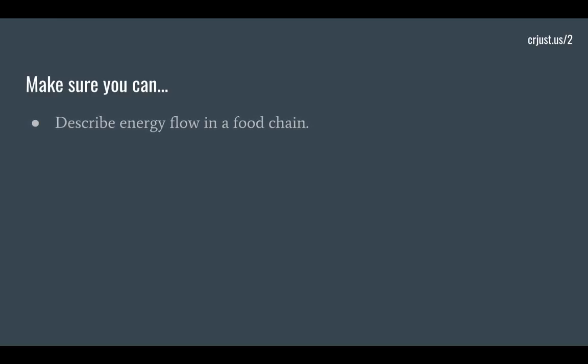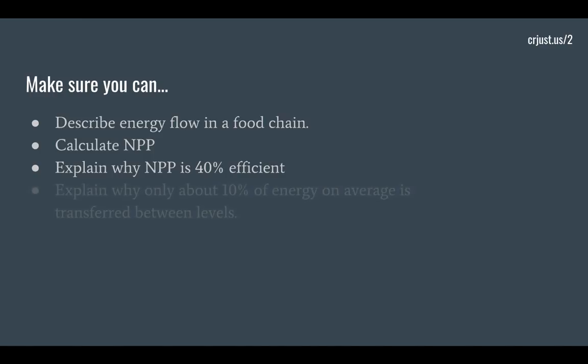After this video, make sure that you can describe energy flow in a food chain, calculate NPP, and explain why NPP is 40% efficient. It's because of respiration that the plants undergo: 60% of their food is used in respiration, and 40% is what's left over. And then explain why only about 10% of energy on average is transferred between the different levels.